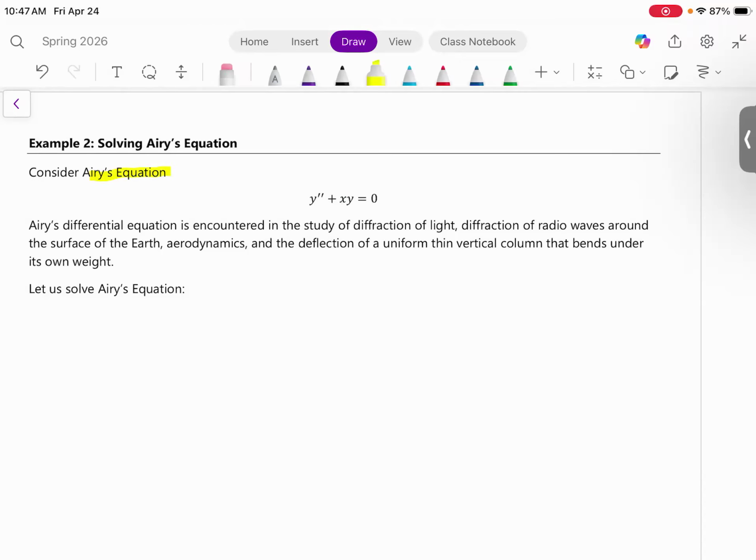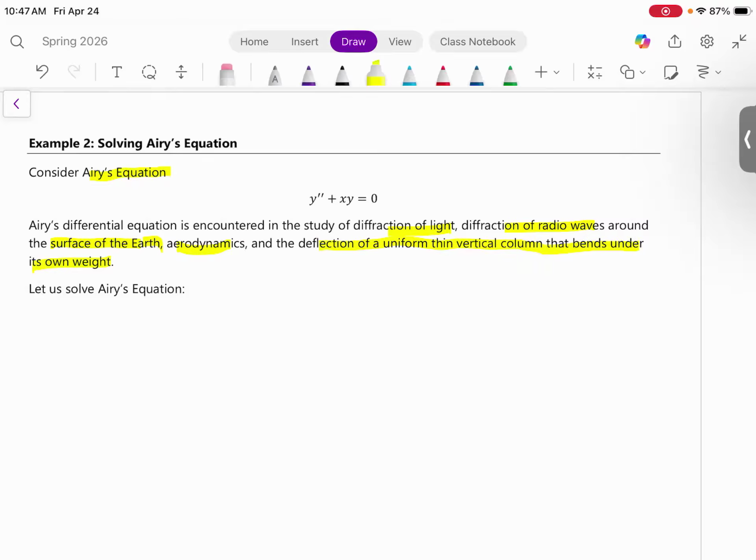Airy's equation is actually very interesting if you want to research more into it. It appears in diffraction of light, diffraction of radio waves around the surface of Earth, aerodynamics, and deflection of a uniform thin vertical column that bends under its own weight. So it's very interesting and very applicable. So what I want us to do is solve this differential equation.